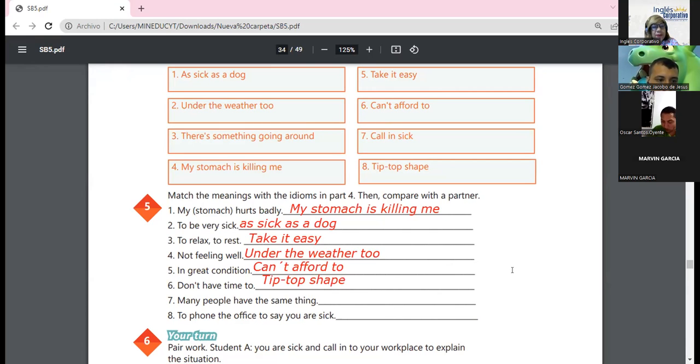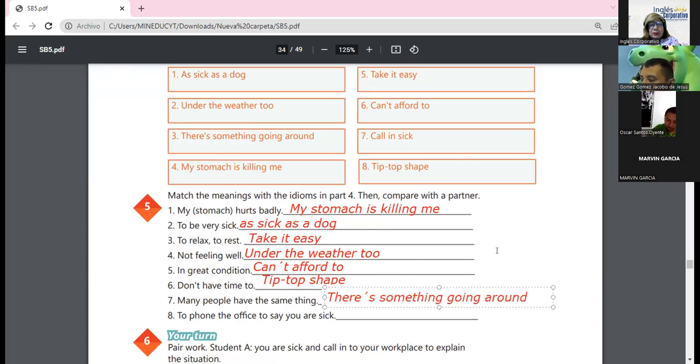Okay, number seven. Many people have the same thing. There is something going around. And to phone the office to say you are sick. Calling sick.